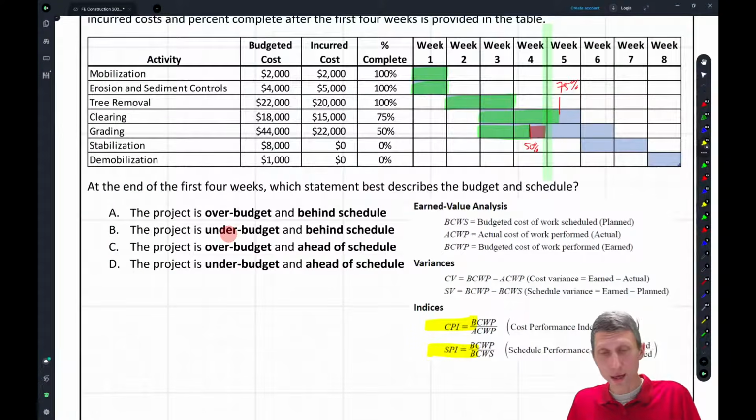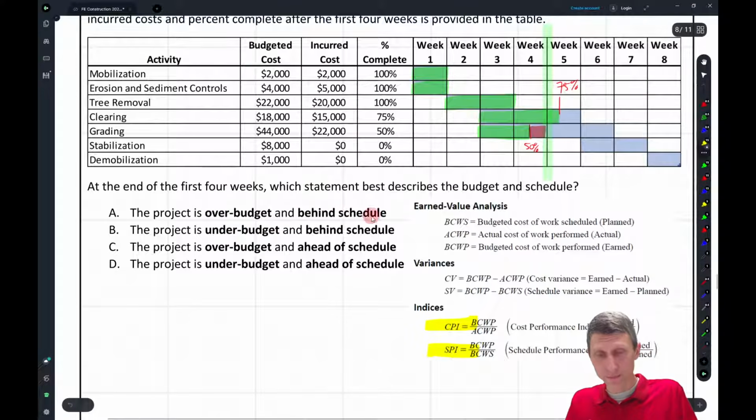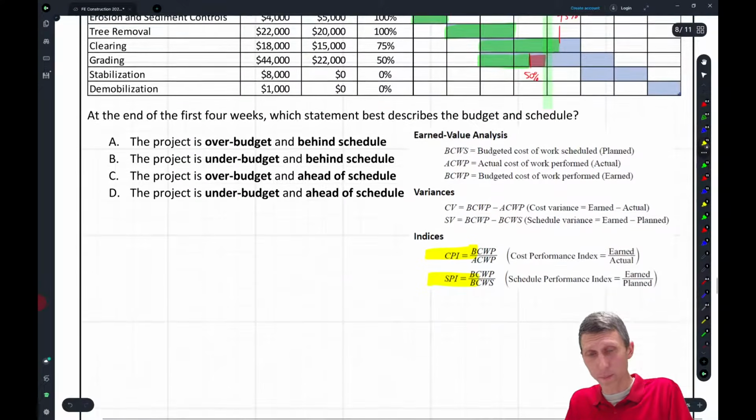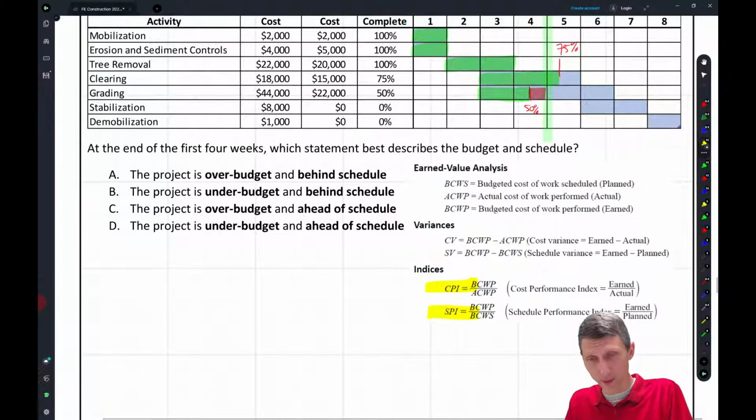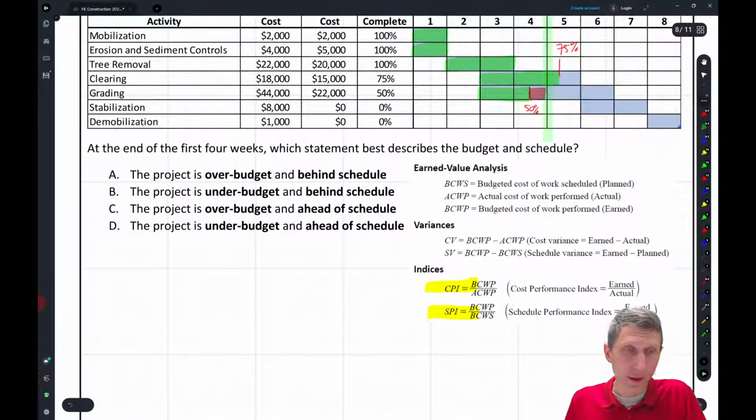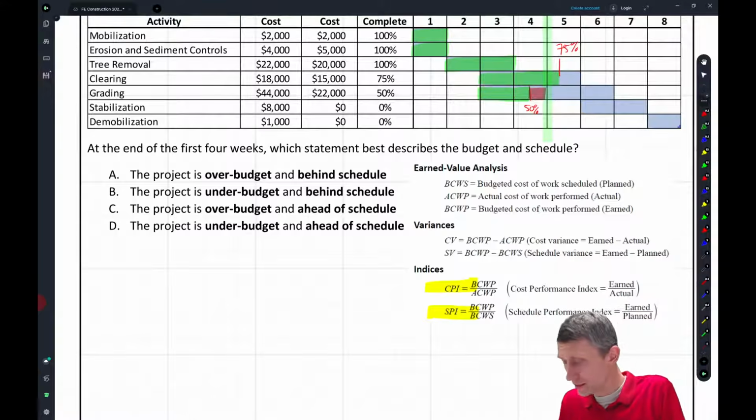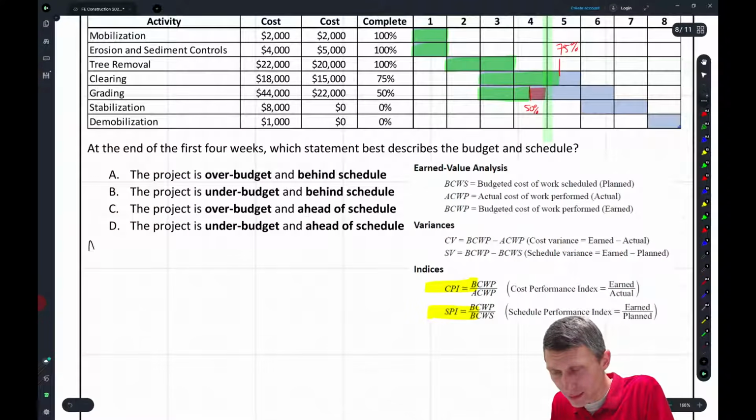To do that, we have to calculate each of these pieces: the BCWS, ACWP, BCWP, the cost variance, and the schedule variance. So what I'm going to do here, and hopefully I have enough room, is make another table, and I'm going to start with my activity.